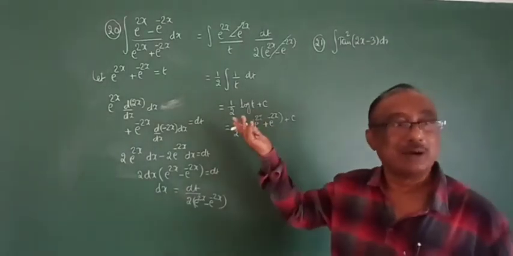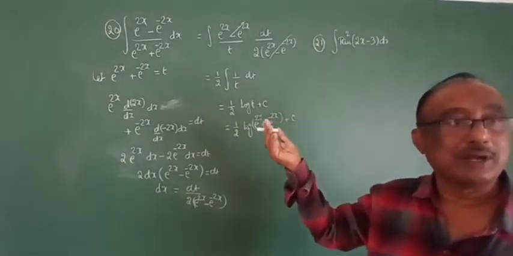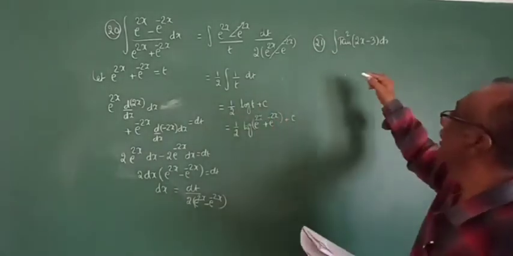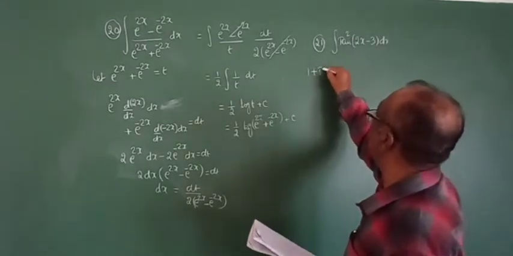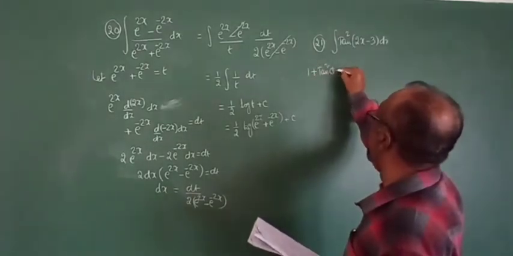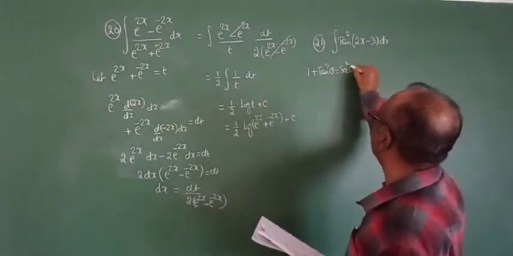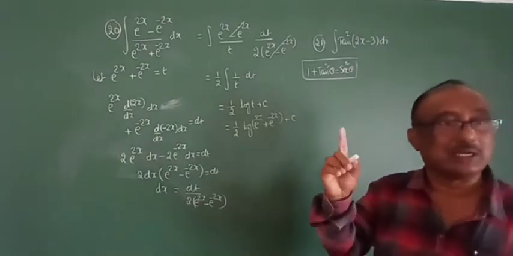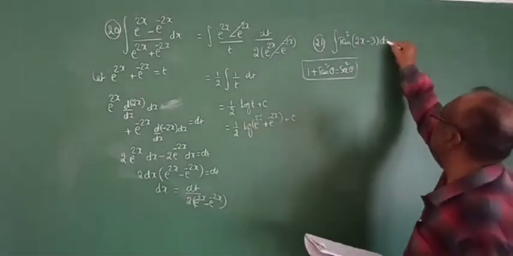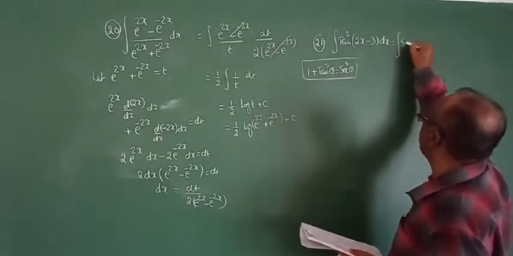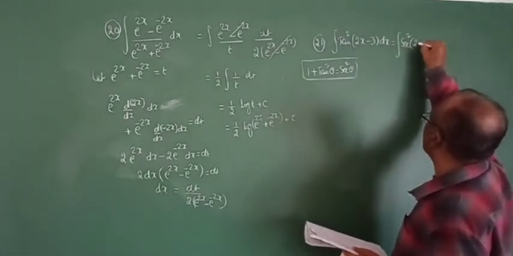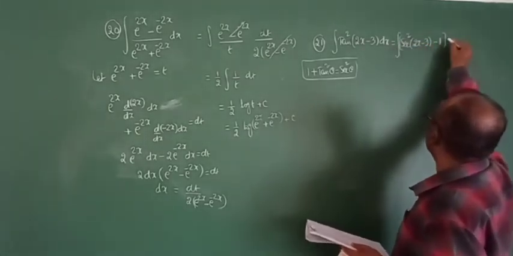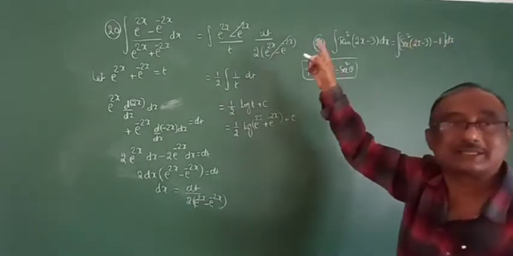So immediately write down the trigonometry formula. What is the trigonometry formula? 1 plus tan square theta is equal to secant square theta. Recollect the trigonometry formula. Immediately, tan square theta is secant square theta minus 1. First write down: that is equal to secant square of theta, placing the 2x minus 3, minus 1, with respect to x.